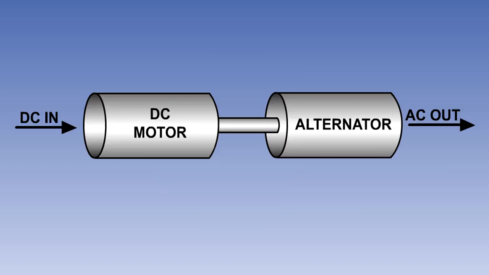Rotary inverters are older devices designed before the advent of solid-state electronics. They convert DC to AC by using a constant-speed DC motor to drive an alternator, thereby producing constant frequency AC.